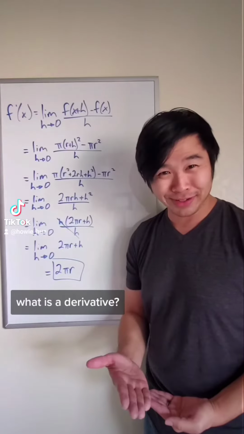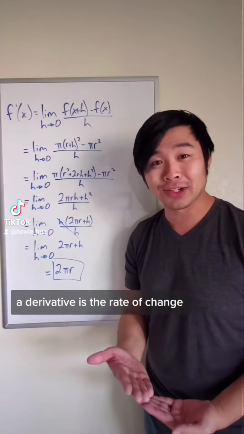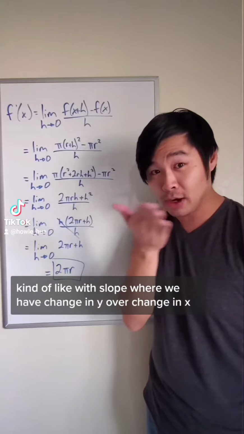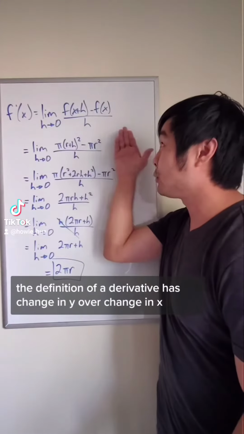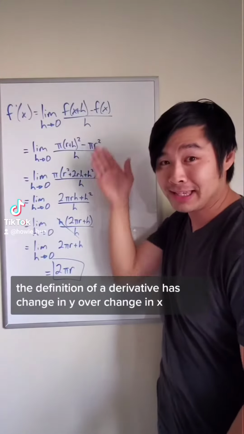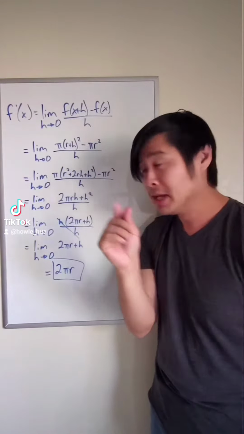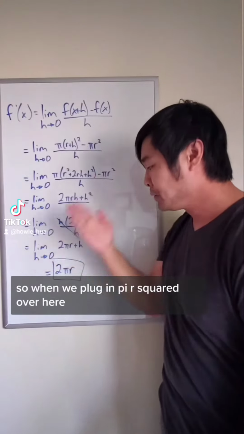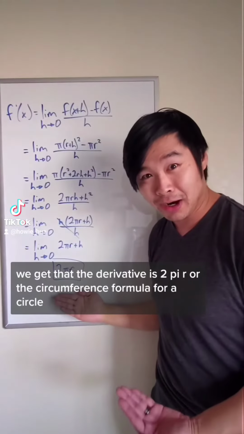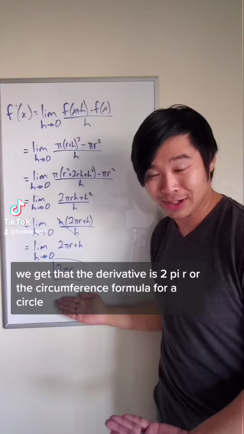First, what is a derivative? A derivative is the rate of change. Kind of like with slope where we have change in y over change in x, the definition of a derivative has change in y over change in x, except the change in x is going to be really small, very close to 0. So when we plug in pi r squared over here, we get that the derivative is 2 pi r, or the circumference formula for a circle.